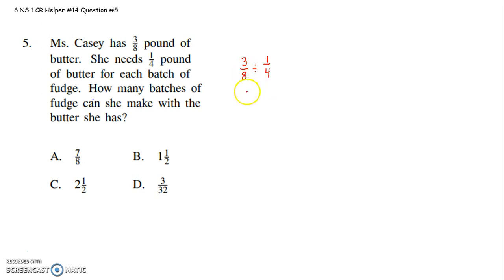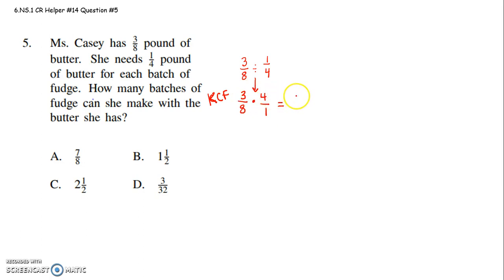Let's take a look. With division, there are several ways to go about it. A lot of you at this point do keep, change, flip. You keep your first fraction of 3/8, you change your division to multiplication, and you flip over that second fraction to 4/1. This is called our standard algorithm. Then you'd multiply straight across the top, straight across the bottom.